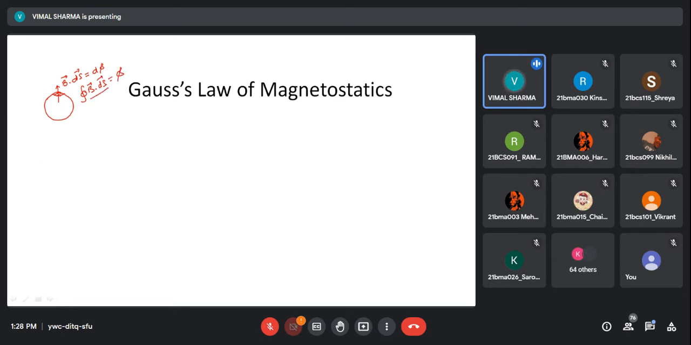And the total magnetic flux through a closed surface is always zero. Why is it zero? Because a monopole does not exist. If we say that there is some magnet inside this, it will have north and south poles.